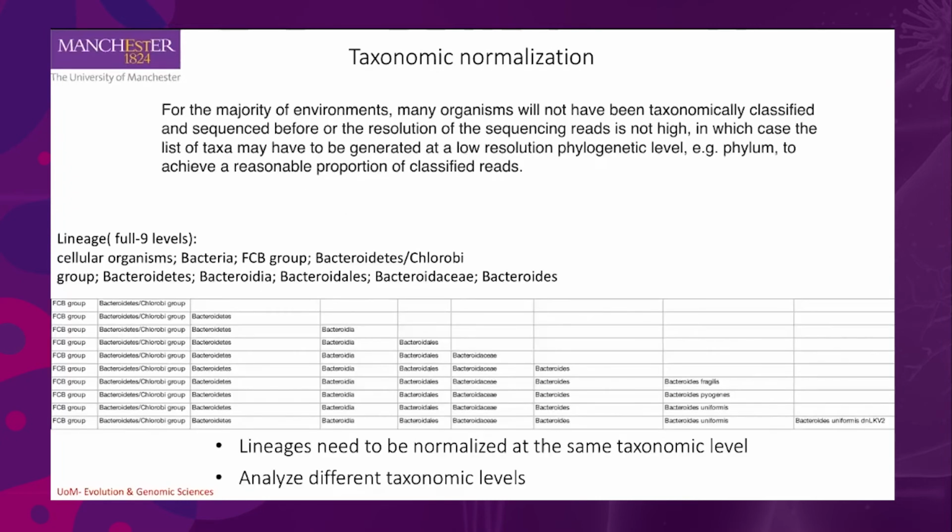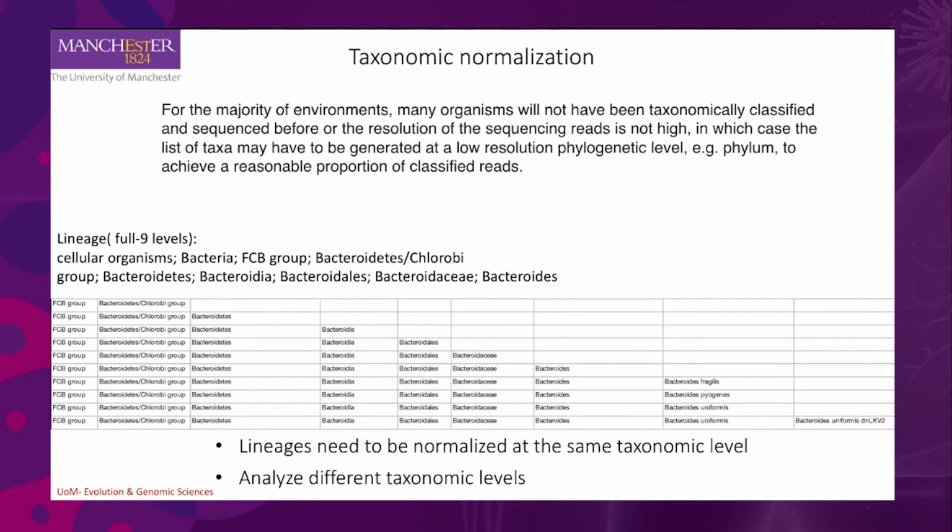And what do we mean by taxonomic lineages? Basically, for the majority of environments, many organisms will not have been taxonomically classified and sequenced before, or the resolution of the sequencing reads that we get from our experiment is not that high. So in both cases, the list of taxa may have to be generated at a low-resolution phylogenetic level, for example, at the phylum level, in order to achieve, of course, a reasonable proportion of classified reads. And this is an example of that.